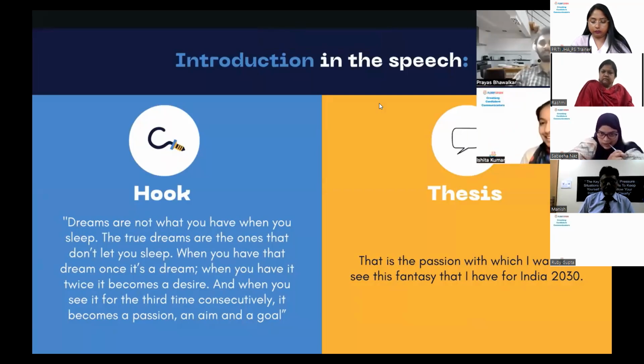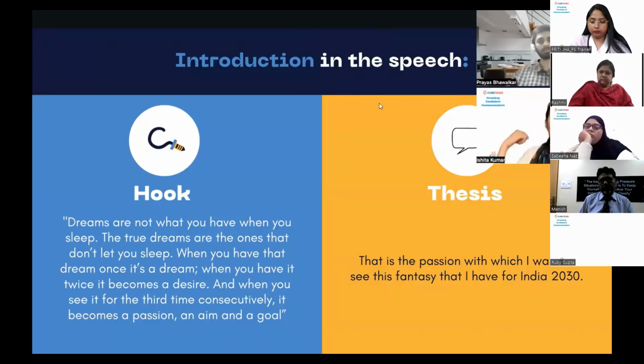That is the passion with which I want to see this fantasy that I have for India 2030. Yes, and then he went on to share why he was there in the first place, right? He was there to share about his dream for India 2030. So he used a very famous quote by a famous personality and then followed it by a statement that showed why he was there. So this was the introduction that R. Madhavan used. Right. Now let's go back to our topic.